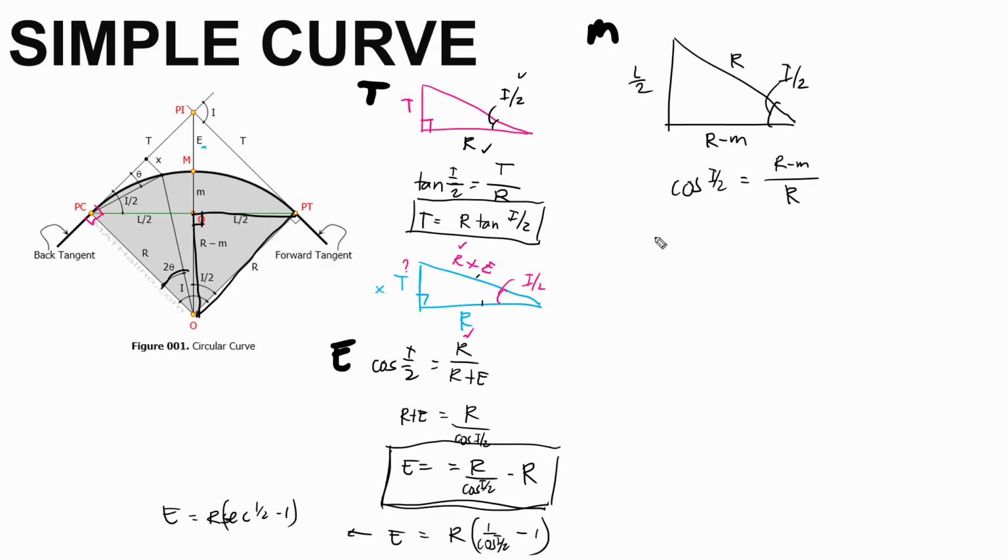So, M is equals to R minus R cosine I over 2. Because cross multiply: R cosine, and then we transpose the M to the other side, and that's it. Third formula. So, we're okay.